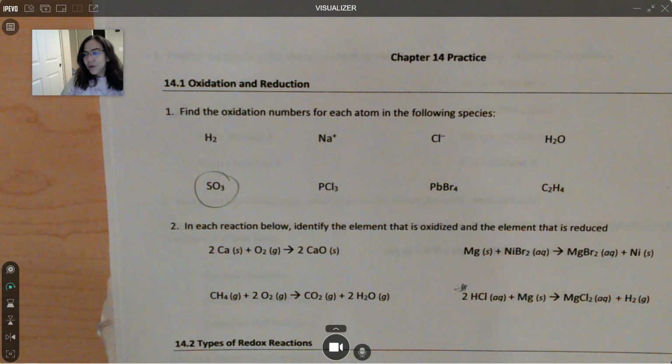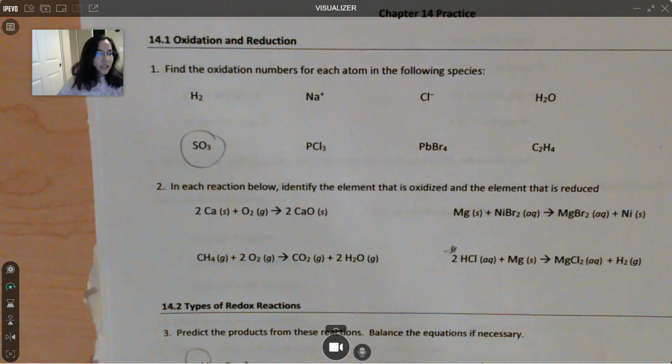All right, guys, so I'm going to go over a couple of the problems on this Chapter 14 practice worksheet. This is not graded. This is only for your benefit. Okay, so in Chapter 14 practice problem, the first one says find the oxidation numbers for each atom in the following species. So I circled the ones that I kind of wanted to go over.